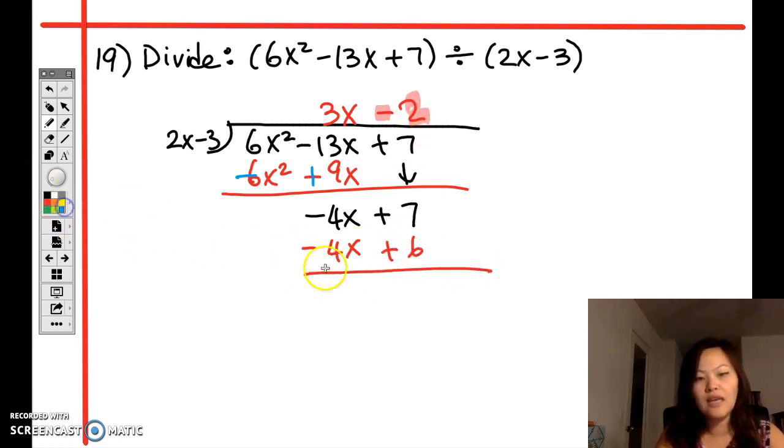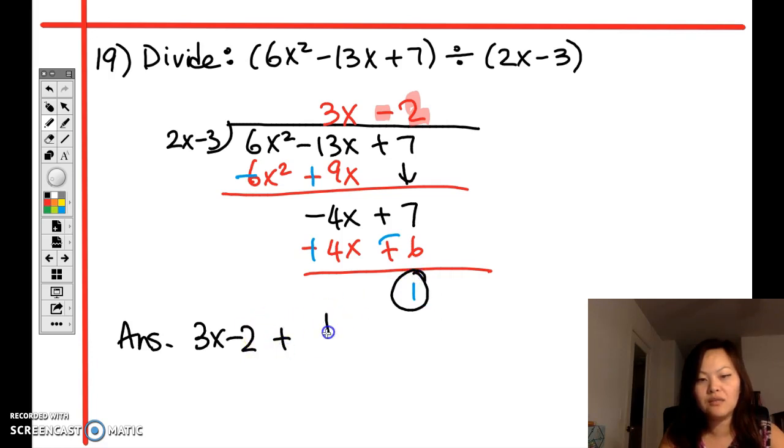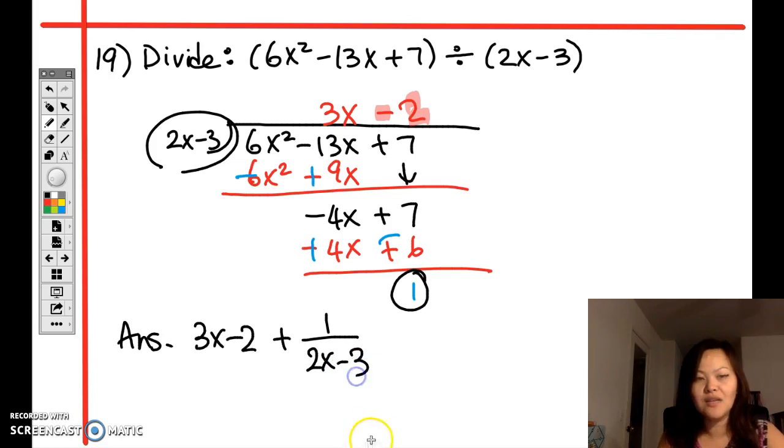We gotta subtract again, which means change the symbol, change the symbol. So that one cancels out. 7 minus 6 is 1. So how do you write your answer? Your answer is going to be 3x minus 2, and then your remainder is 1. So plus 1 over this thing right here, 2x minus 3.